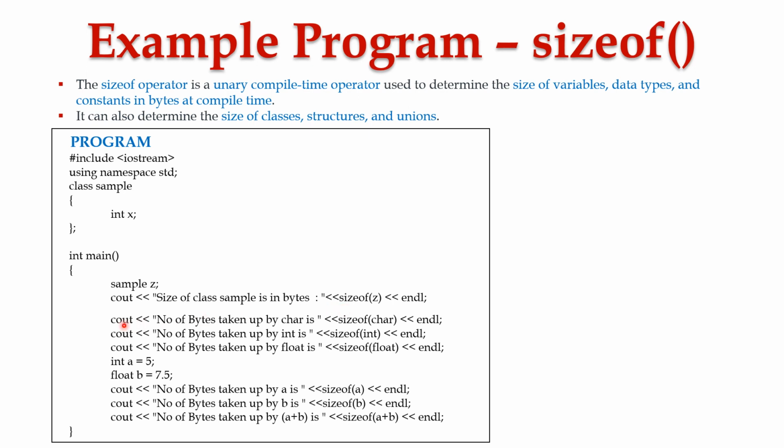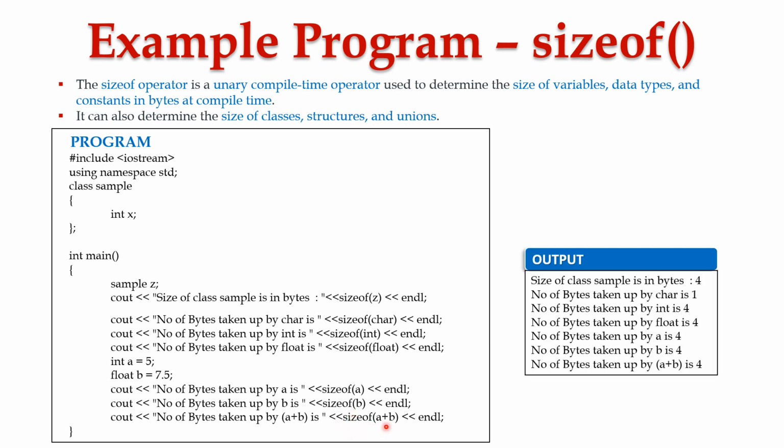Then, by using cout statement, the number of bytes taken up by char, int, and float is displayed to the user using sizeof char, sizeof int, and sizeof float operators. Then the variable a is declared with integer data type and assigned with value 5. The variable b is declared with float data type and assigned with value 7.5. Using cout statement, the number of bytes taken up by the variables a, b, and the expression a plus b is displayed to the user by sizeof a, sizeof b, and sizeof a plus b. And this is the output which is displayed to the user to know the bytes taken up by the variables declared inside the program.